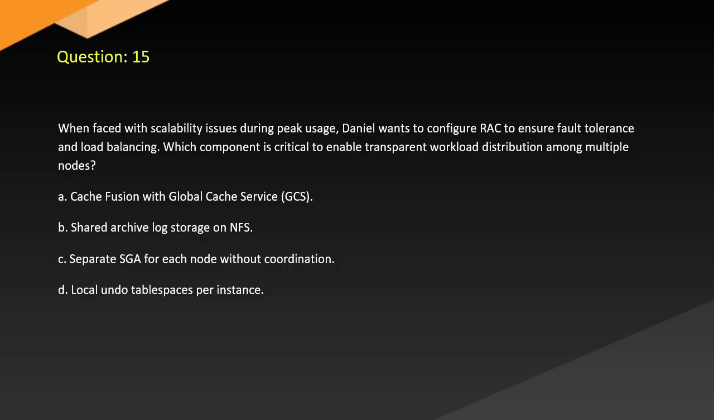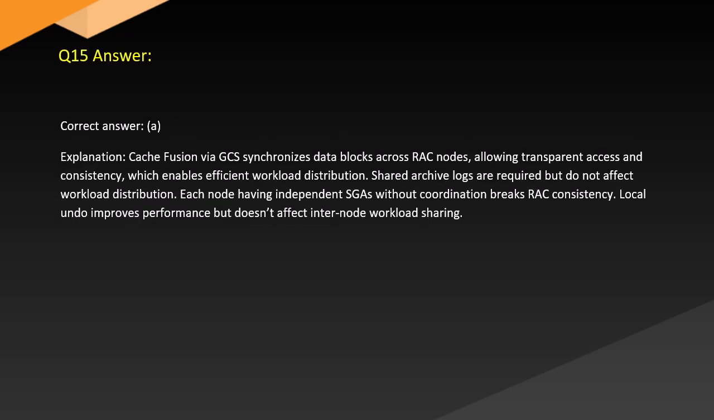B. Shared archive log storage on a file system. C. Separate SGA for each node without coordination. D. Local undo tablespaces per instance. Answer. Correct answer: A. Explanation.